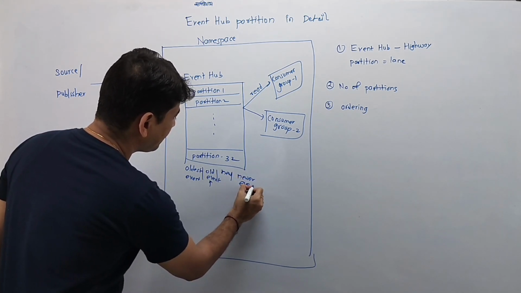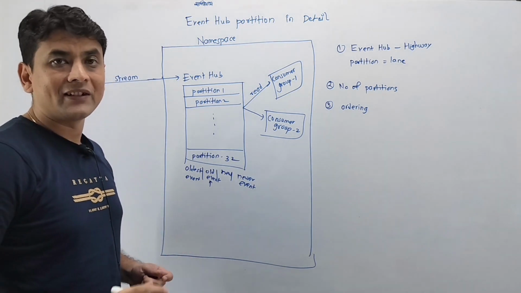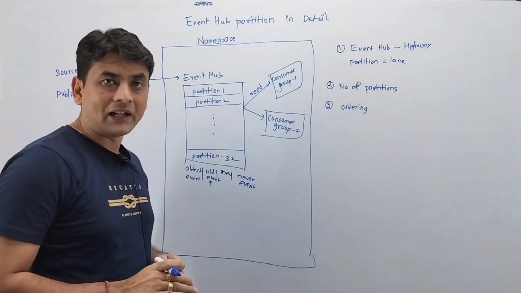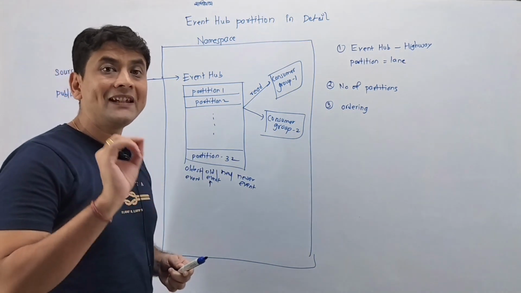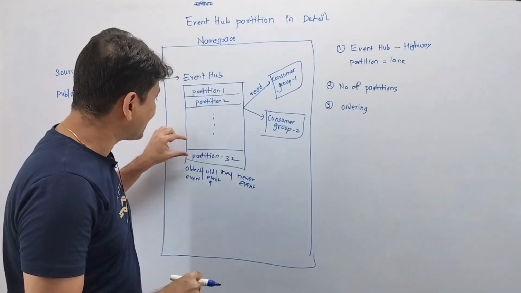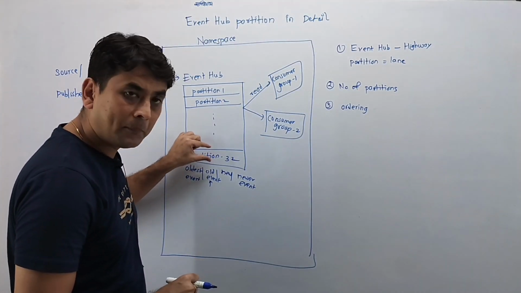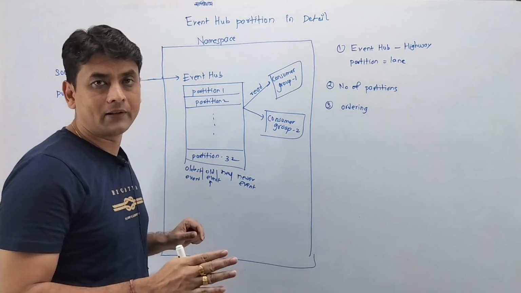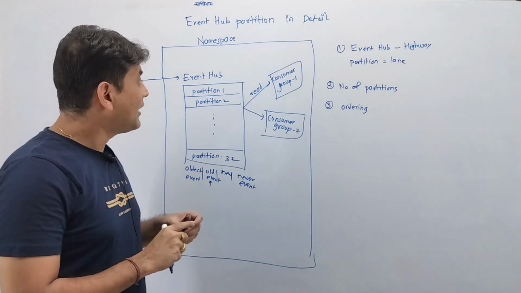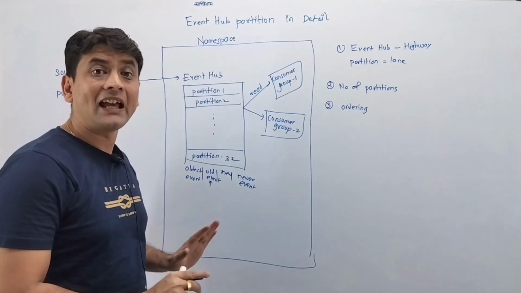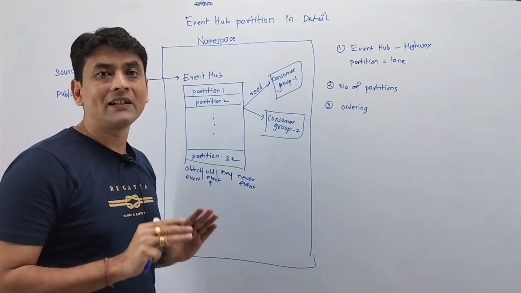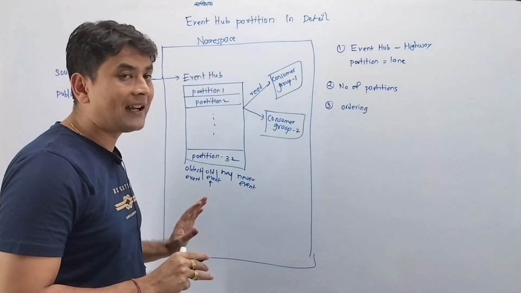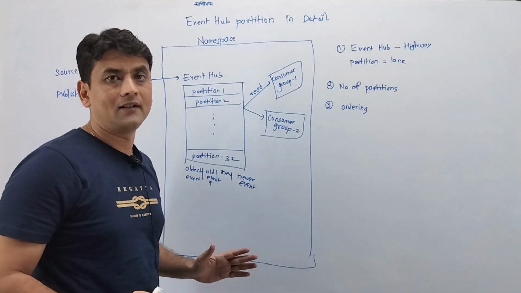So first thing, the events are ordered from left to right, and events within a single partition, say we are discussing partition number 32, are ordered, okay? But events across all the partitions are not ordered. I mean, there is no guarantee that events across all the partitions will be ordered.